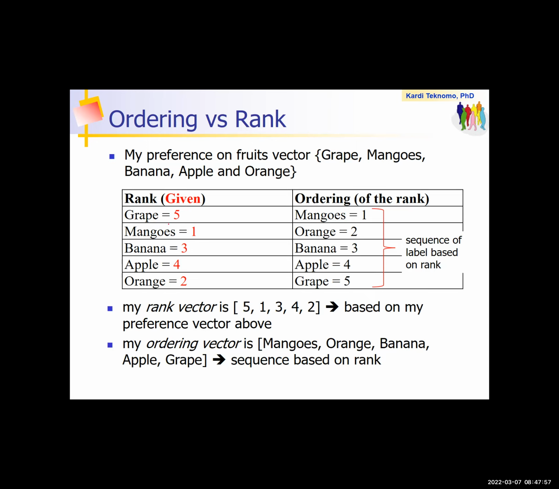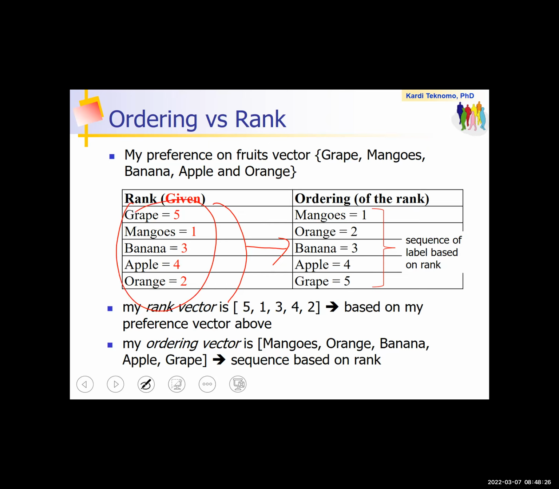So then I start to create ordering of the rank. Okay? So number 1 is mangoes, right? Number 2 is orange. So I sorted this on the left. I sorted there. Okay. Then if you ask, what is my rank factor? My rank factor will be 5, 1, 3, 4, 2. Where does it come from? From here, yeah, from this one.